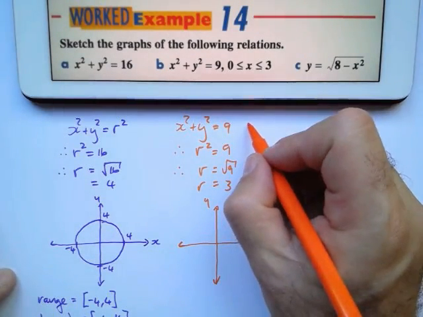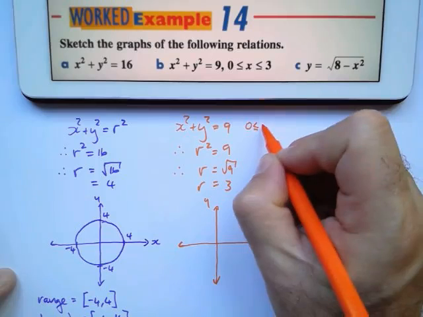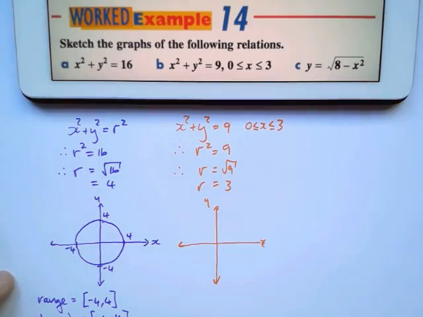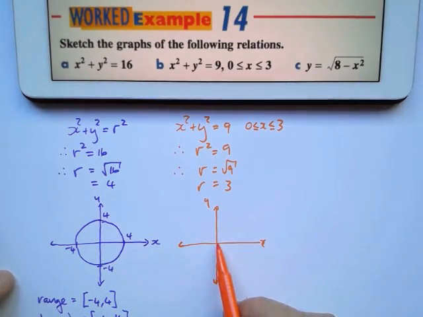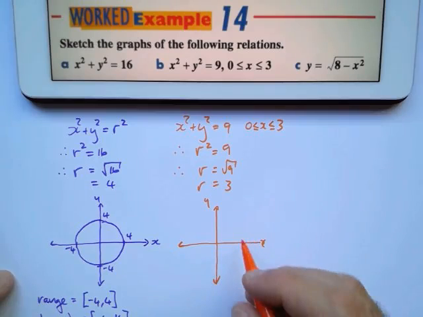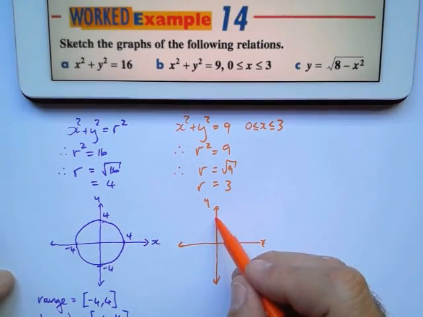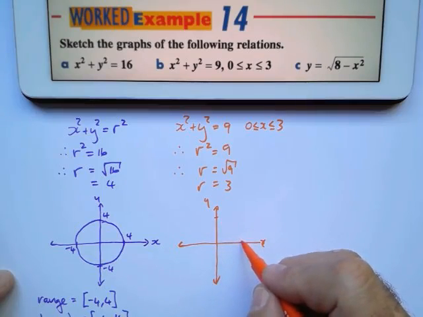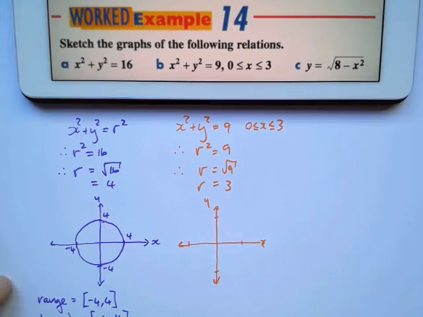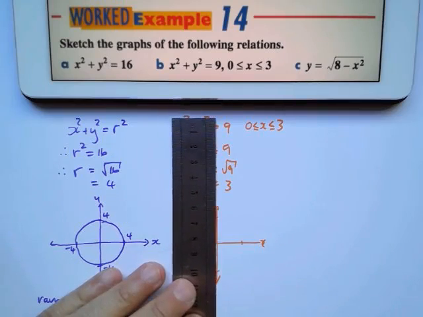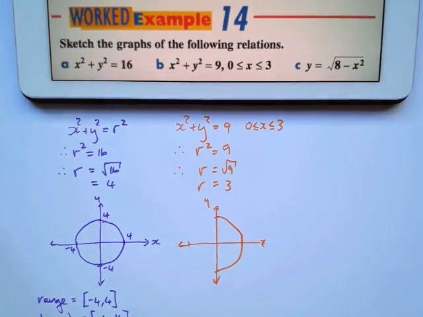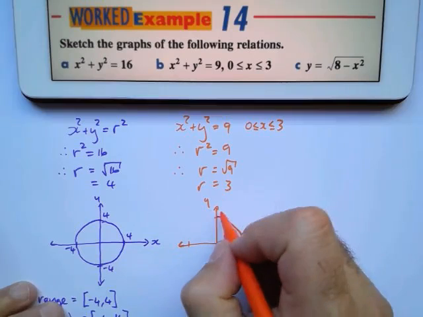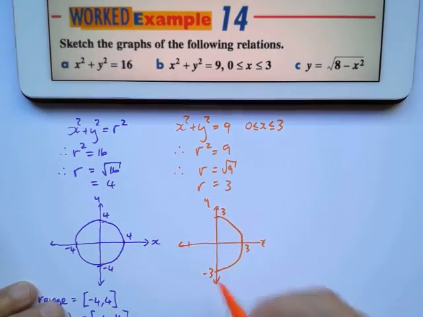They gave us the domain already. They say only between 0, less than or equal to x, less than or equal to 3. Where does that happen? So x is between 0 and 3. This graph should go through positive 3, negative 3. But they say no, we only want to draw that where x is positive, so only on this side. So I'm going to have a semicircle like that. Put in your values, 3, 3, minus 3.